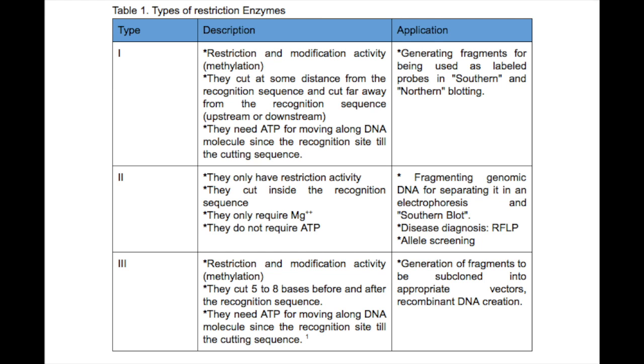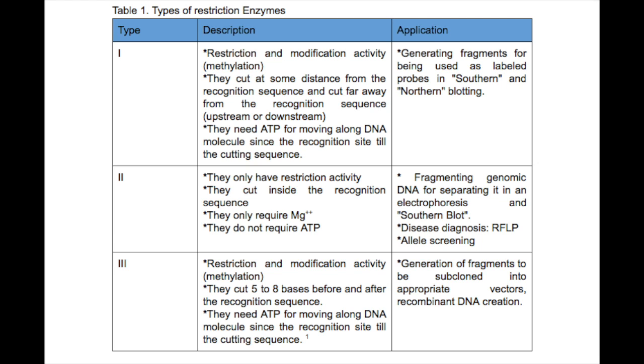The second type only has restriction activity. They cut inside the recognition sequence. They only require magnesium. They do not require ATP. Its applications: fragmenting genomic DNA for separating it in an electrophoresis and Southern blot, and disease diagnosis for allele screening.